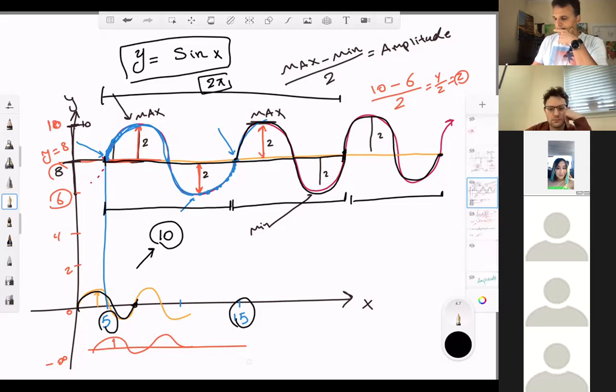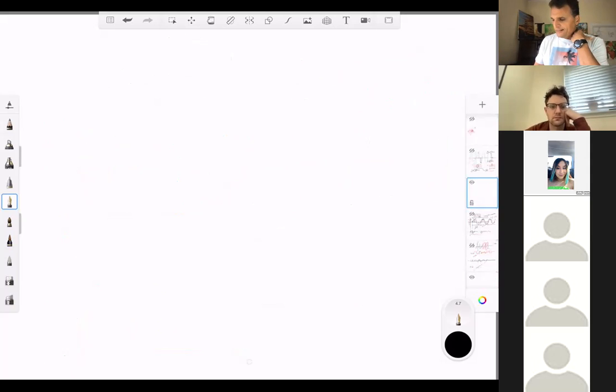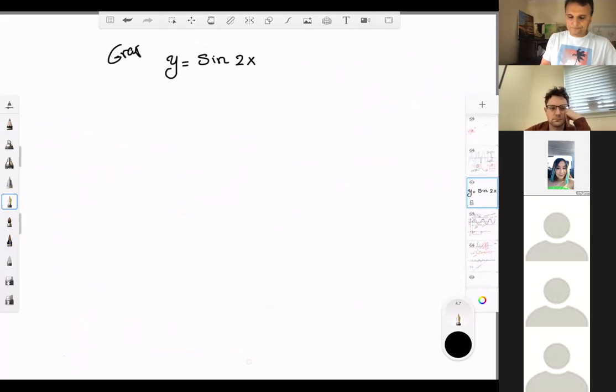All right, let's make it a little spicy for you guys. y equals sine of 2x. We got a graph like this.